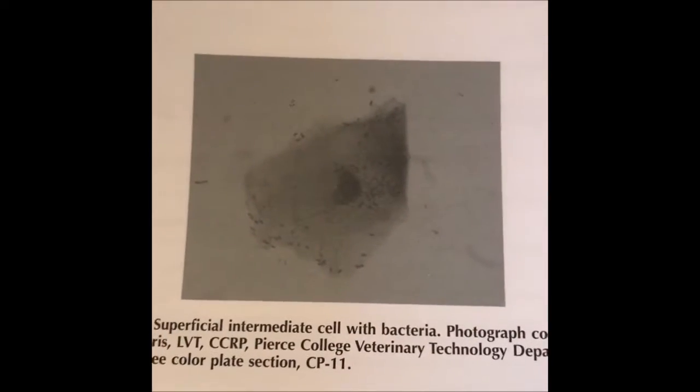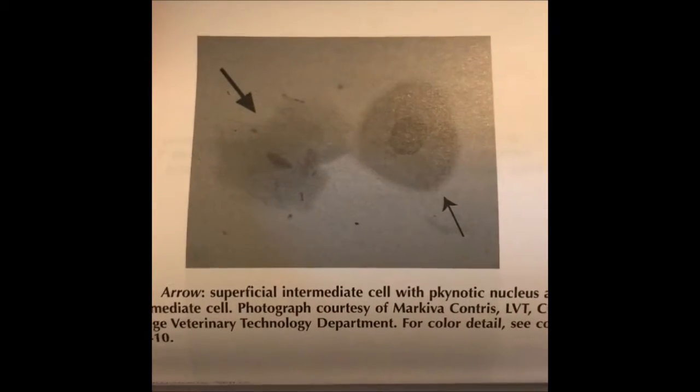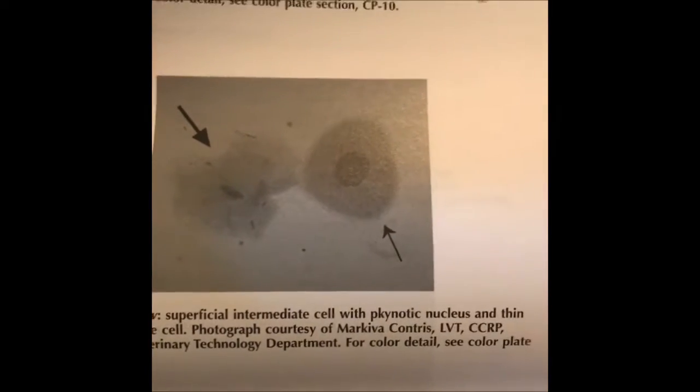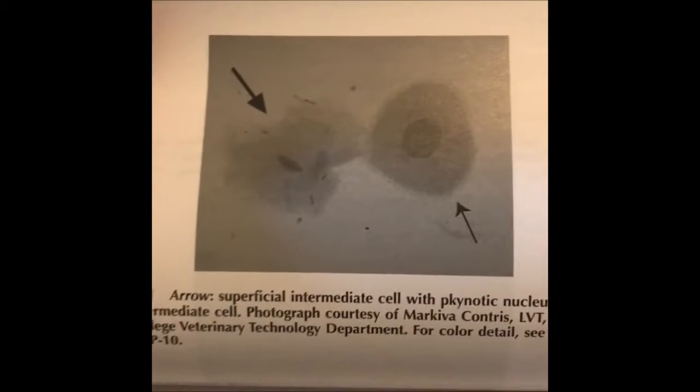Next we have a superficial intermediate cell with bacteria. You can see all the little bacteria around the cell. These are more cornified looking cells. You can see that they're definitely not rounded. We go down here, and our big arrow is pointing to the superficial intermediate cell with pyknotic nucleus, and the thin arrow is showing the intermediate cell. Okay, so this one's really cornified. You see the bacteria around it, whereas this one is much more rounded, very round nucleus as well.